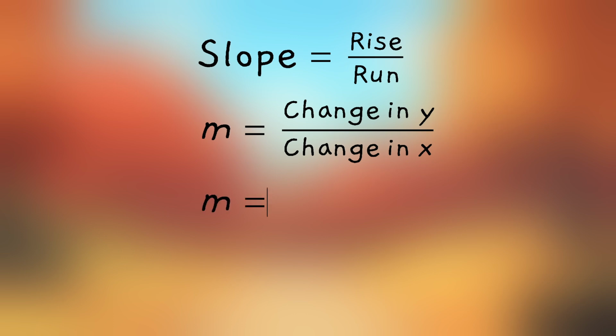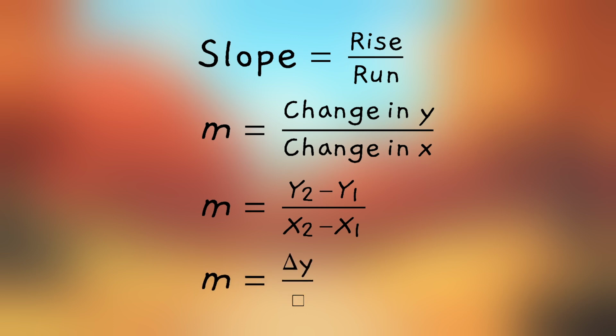Another way we could describe this is the change in y is the difference in the y coordinates between 2 points. Here, y2 is the y coordinate of point 2, y1 is the y coordinate of point 1, and the run, or the change in x, is x2 minus x1. And another way still that we could write the slope is the change in y divided by the change in x. In mathematics, you use the capital letter delta to stand for the difference between two numbers. And when you take the difference between two numbers, you're just subtracting one from the other.